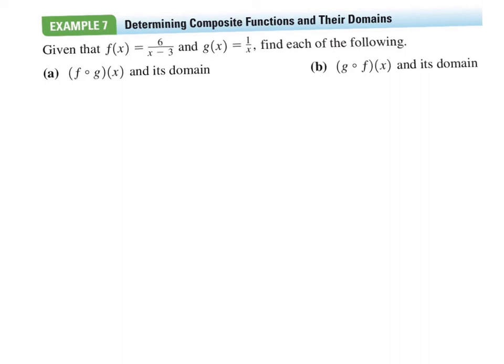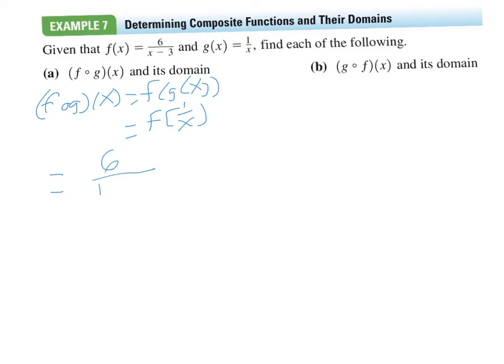So now, here's another example. Given these two functions, f of x equals 6 over x minus 3 and g of x equals 1 over x, find each of the following. First one is f composed with g of x. So f of g of x. Remember, that's equal to f of g of x. And that means everywhere there's an x in f, you plug in the function g, which is 1 over x. So 6 over x minus 3 would be 6 over 1 over x minus 3.